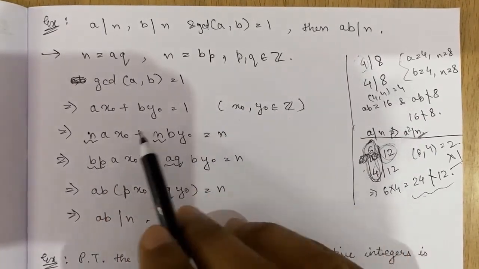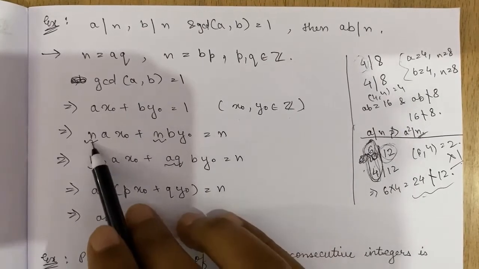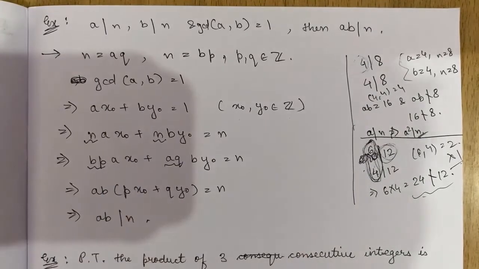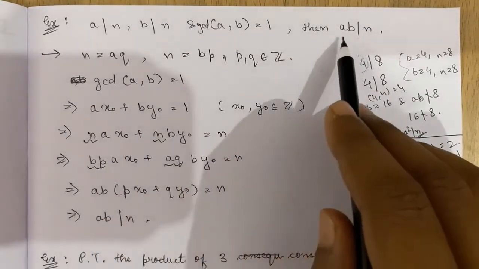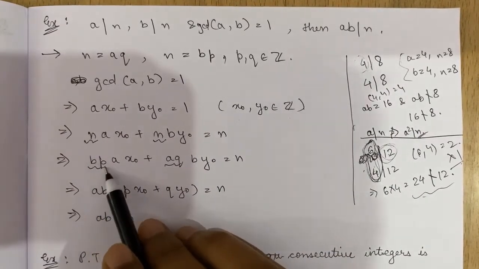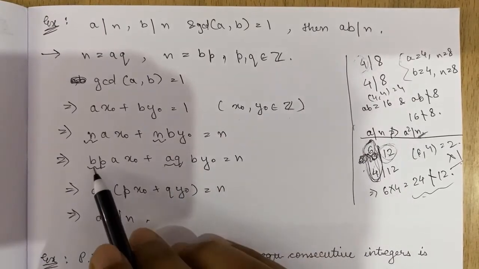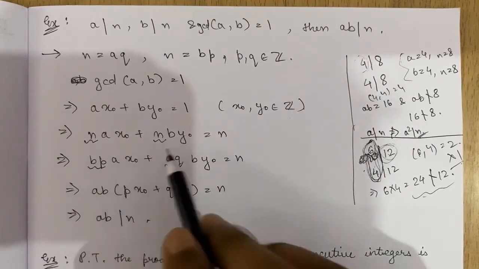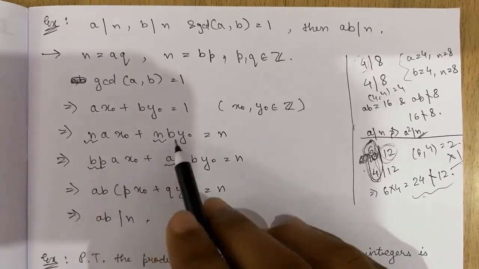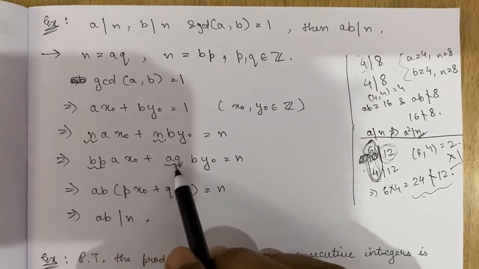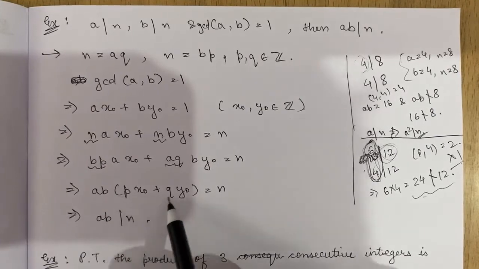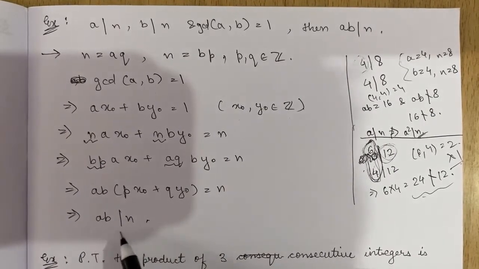Now using the corollary 2, by multiplying this equation by n, we get n equal to n A x naught plus n B y naught. Now we want to prove that AB divides n. So what we do is we write this n as B times P and this n as A times Q, so that we would get an AB term over here and an AB term over here, and we take this common. So AB times P x naught plus Q y naught equal to n, which means AB divides n.